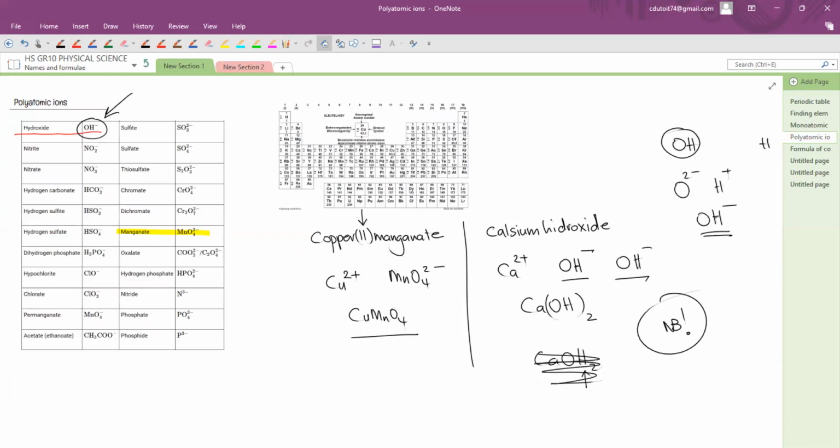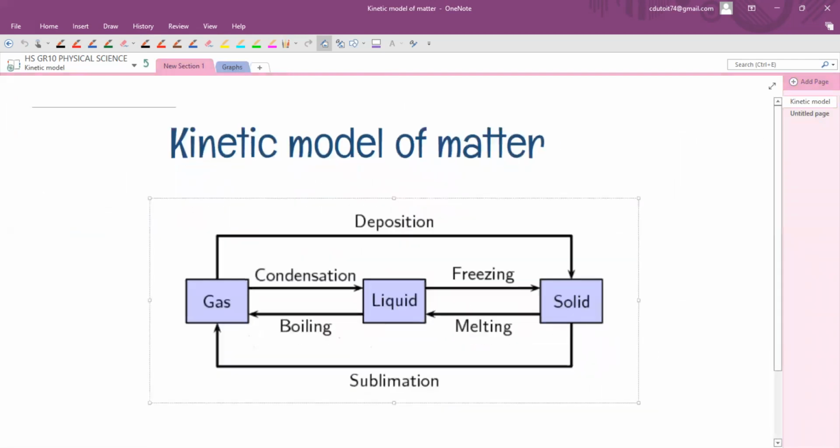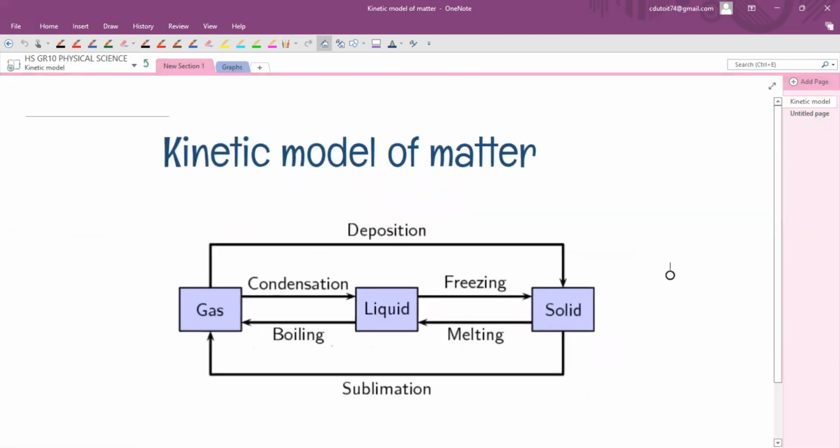Okay, now we're going to start a little section on work that you're going to do an assignment on, which is going to count, I think, 50 marks for the term. It's really important. And that is the kinetic model of matter. It's really easy. And I think most of you understand this already because you've played with something like water.